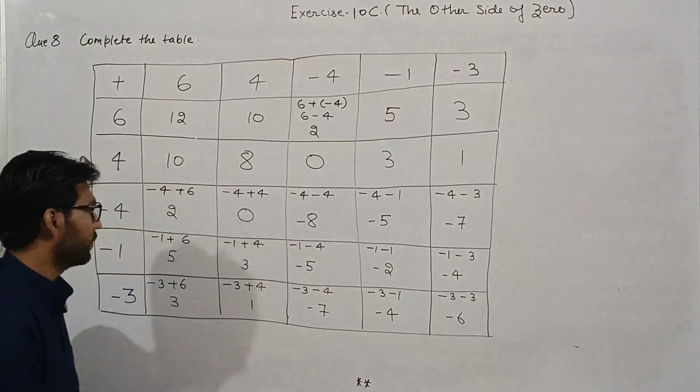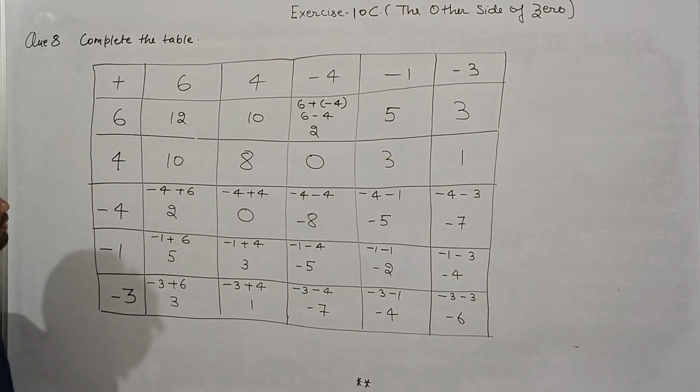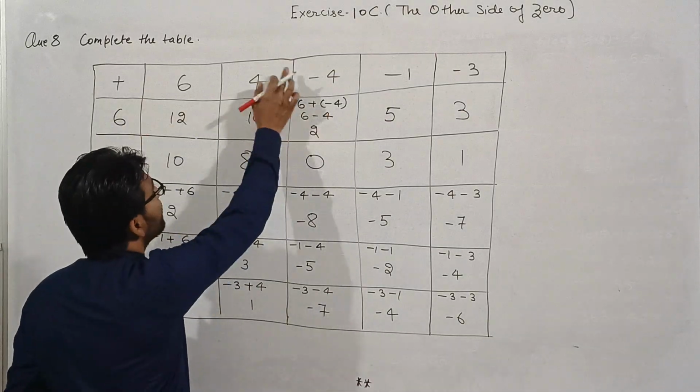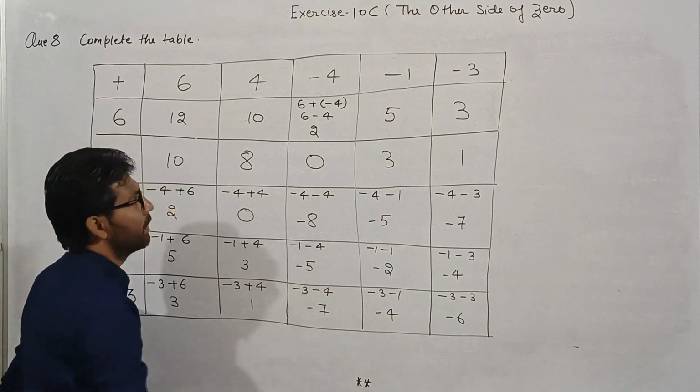Negative 6. So here first you need to write this thing. After that you will be able to solve it here. And here I just skip this step because plus minus always becomes minus. So here always minus will be there.